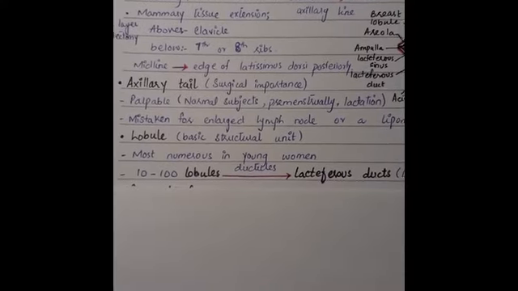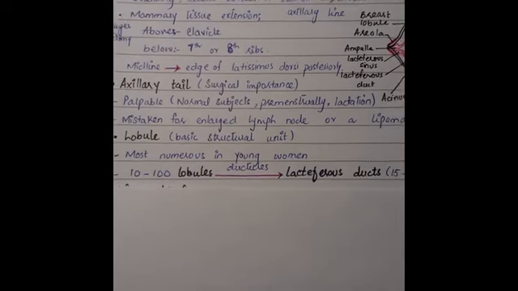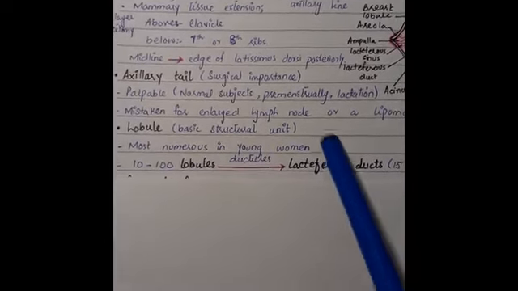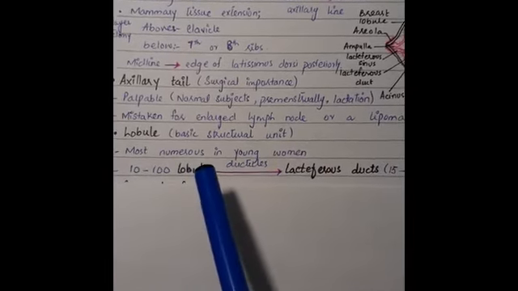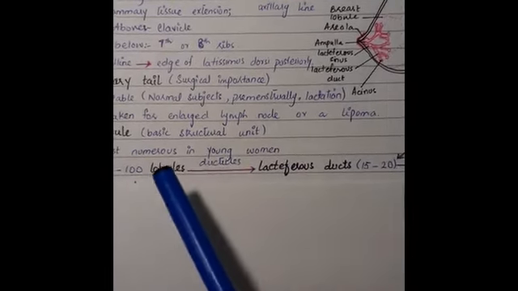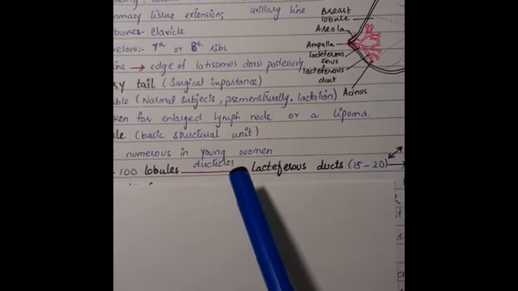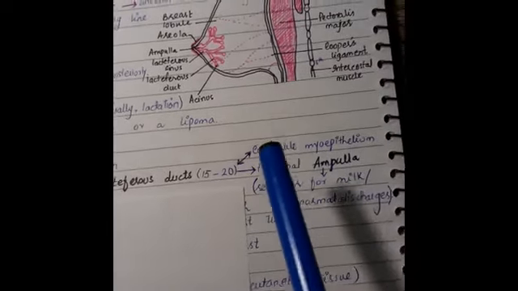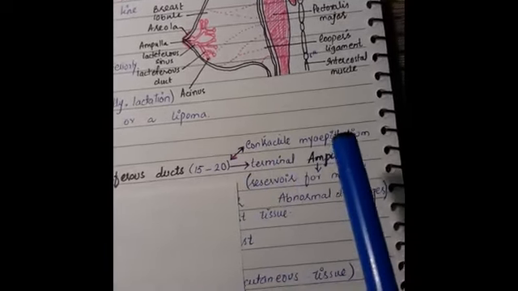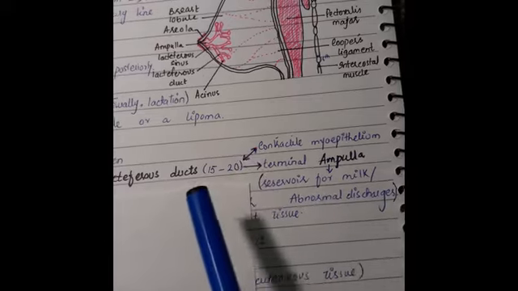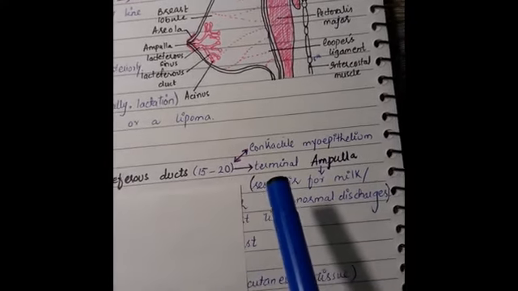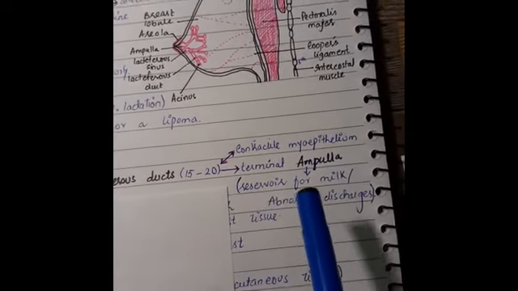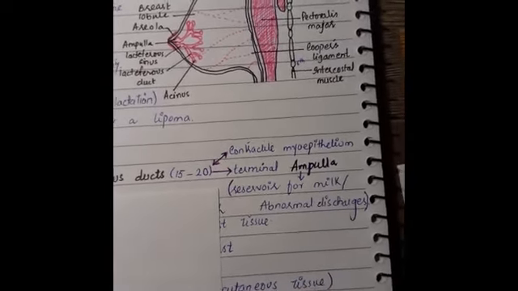Coming towards the lobules, which are the basic structural unit of the breast, most numerous in young women. These are 10 to 100 lobules that then divide into ductules, then go to lactiferous ducts, and these lactiferous ducts contain a contractile myoepithelial lining. These are 15 to 20 in number, and they terminate into the terminal ampulla, which is the reservoir for milk or abnormal discharges.